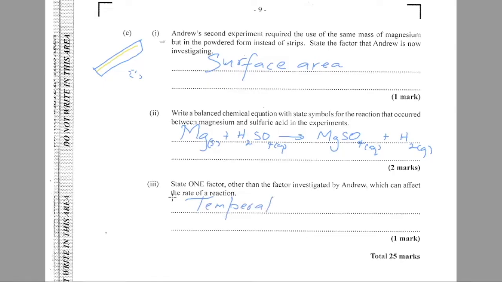Temperature is another factor that could actually affect the rate of this reaction. Or we could also give concentration. Altering the concentration of the acid could affect the rate of the reaction. All right, and just like that, we would have gotten full marks, 25 marks.